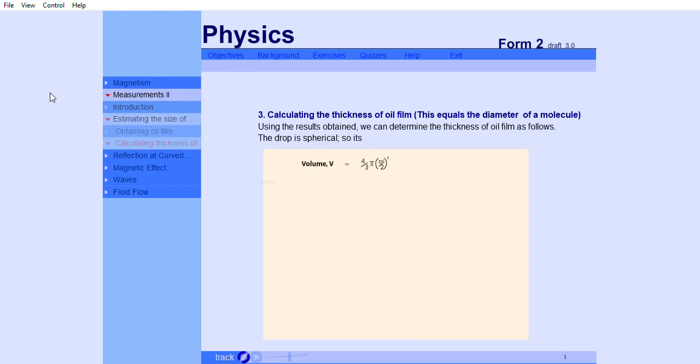Calculating the thickness of oil film. This equals the diameter of a molecule. Using the results obtained, we can determine the thickness of oil film as follows.